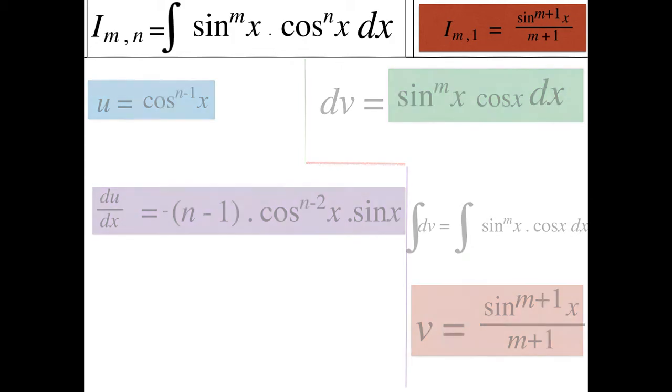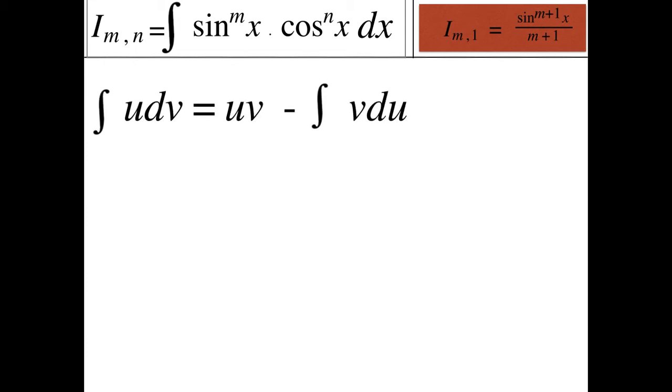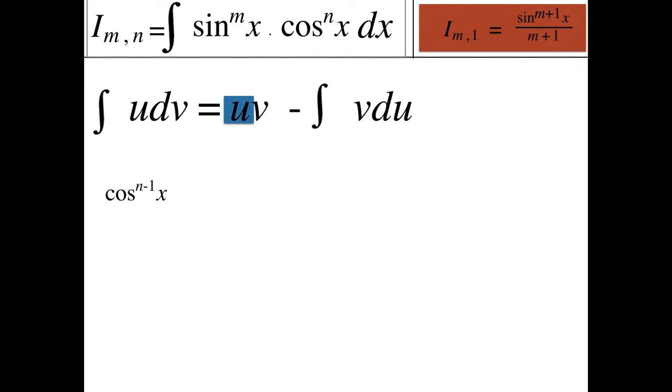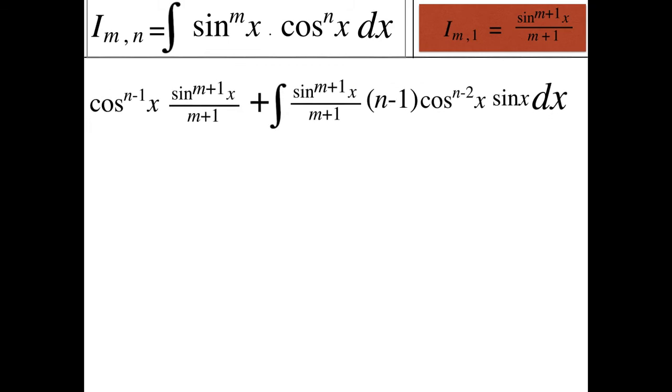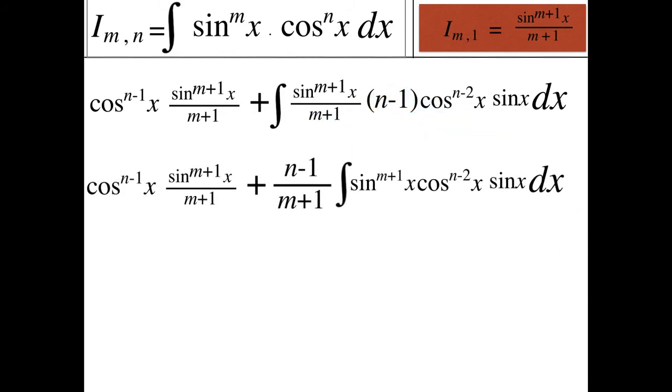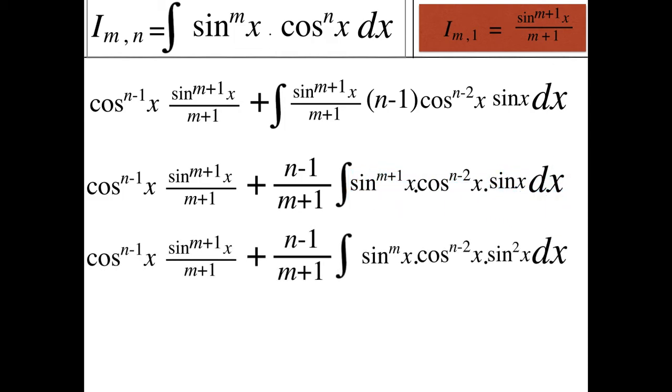Okay, so now what do we have? We again have integration by parts. So what was u? u was cos^(n-1) x. What was v? v was this result, and the remaining result is this. Okay, so let us simplify this further. Look at (n-1) divided by (m+1). They are constants, right? So we can bring them outside of the integral sign. Now look at sin^(m+1) x times sin x. We can use the indices law, and after we use that, we'll get sin^m x times sin^2 x.